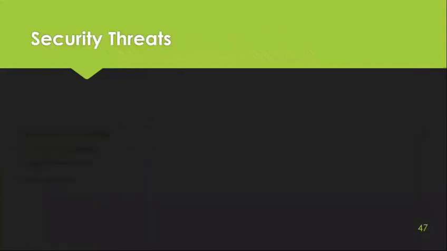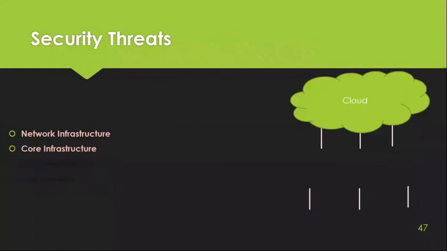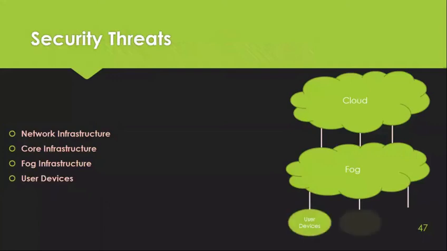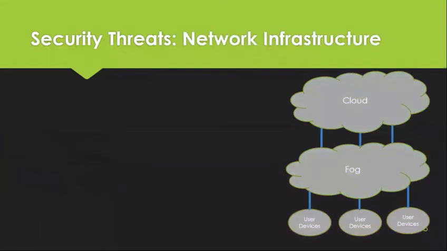Then moving on to the last part, which is the security threats in fog. There are four main points where the system can be attacked: either the network infrastructure, or the core infrastructure, which is the cloud, the fog infrastructure, or the end devices, or edge devices. So let's start briefly with the network infrastructure. First of all, denial of service, but because we are talking about a distributed architecture, this attack has a very limited scope. Then the man-in-the-middle attack, which is really dangerous, as it can affect all the information traversing that particular node.